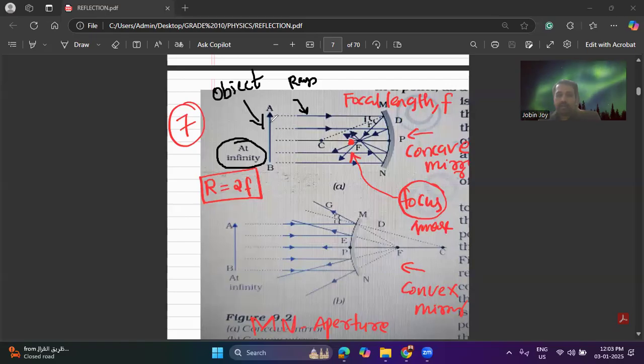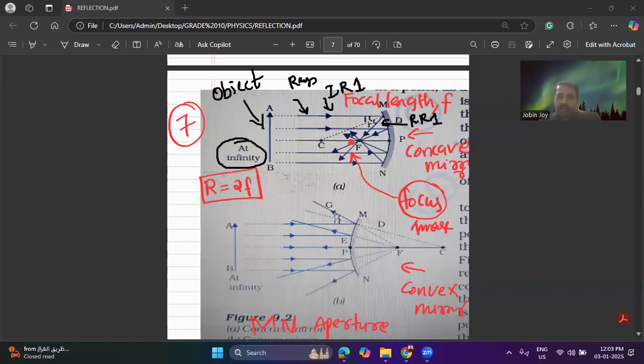If the rays are parallel to the principal axis, then they will reach the concave mirror. After that, the rays will reflect and meet at a particular point called the focus or focal point. Here you can see this is the incident ray, IR. I am writing it here. This is the incident ray, IR1. This is the first ray and this is the reflected ray. I am writing RR1.